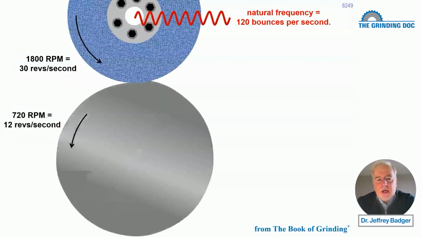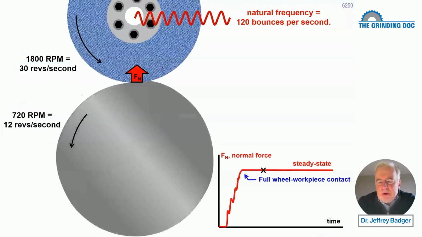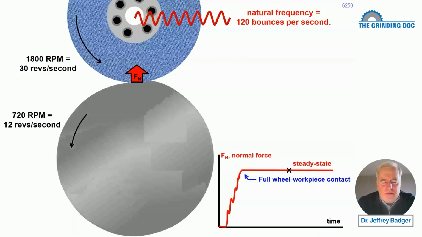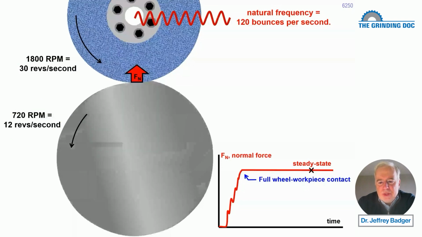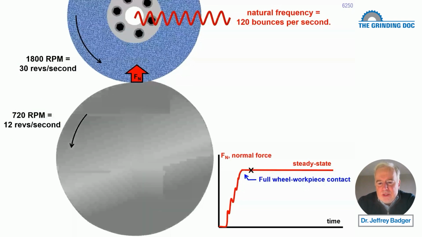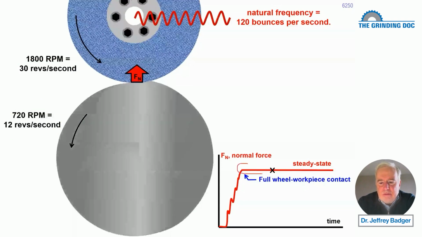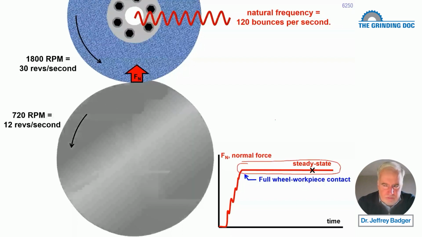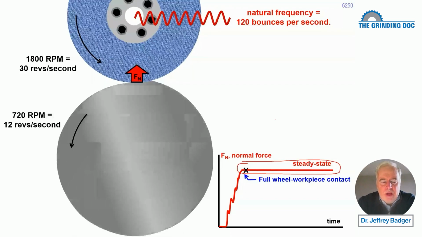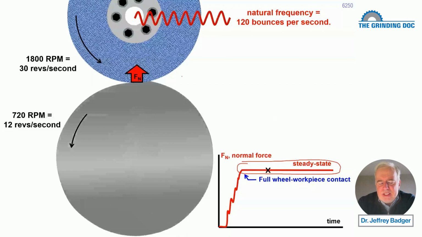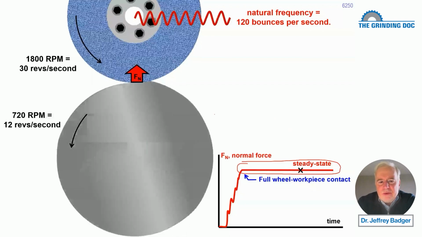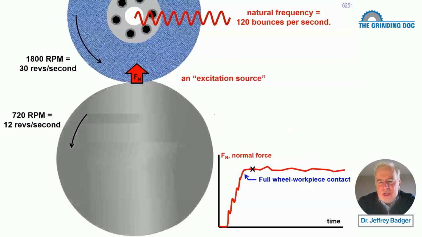Now, it would be nice if the force acting up on the wheel, and according to Newton's law of motion, pushing down on the workpiece, was constant. It would be nice if this just stayed at a steady 20 pounds, 10 kilos, 100 newtons, whatever it is. It would be nice if that force was nice and steady. Unfortunately, that force is not nice and steady. It changes a little bit.